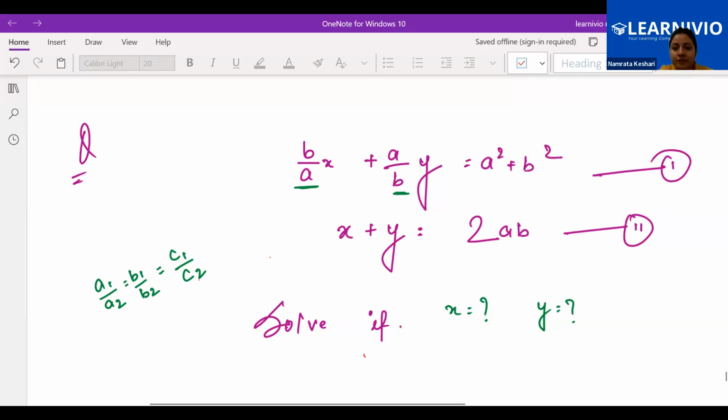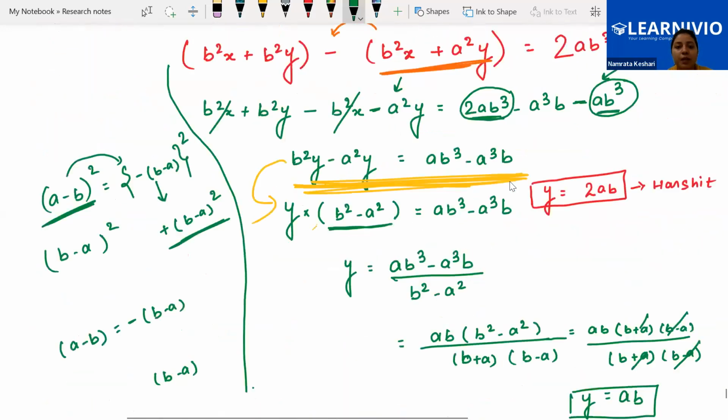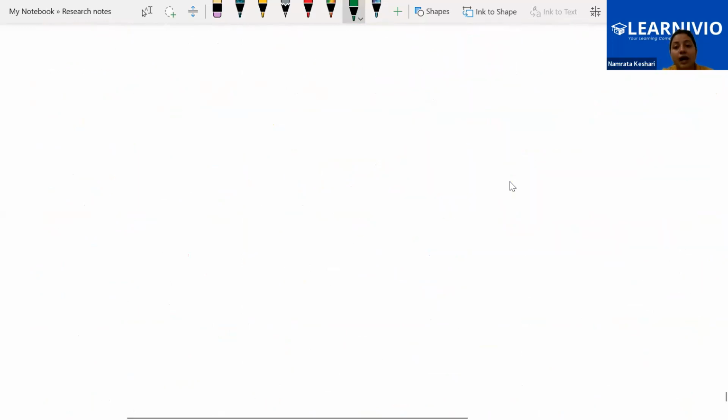You can see the C1 by C2 ratio is not the same as B1 by B2 and A1 by A2. It has to be the same ratio. If A1 by A2 is 1 by 2, B1 by B2 is 1 by 2, and C1 by C2 is 1 by 2, then we will say that the pair of linear equations has infinitely many solutions. Okay. Let me take the other question.